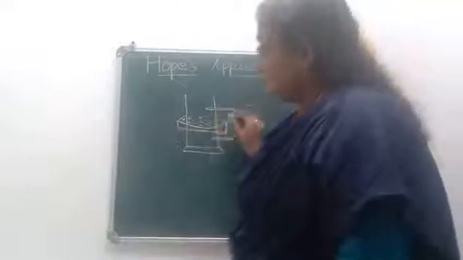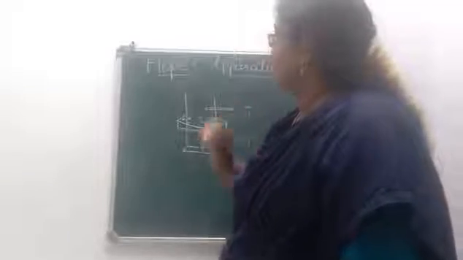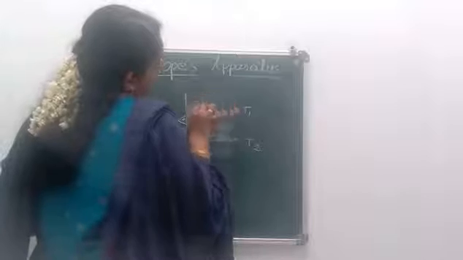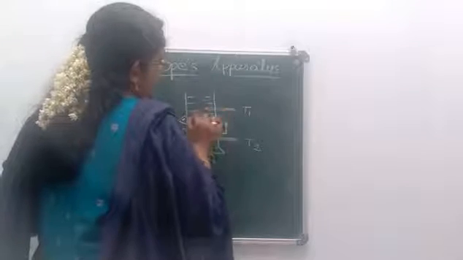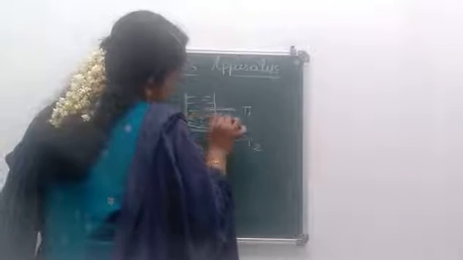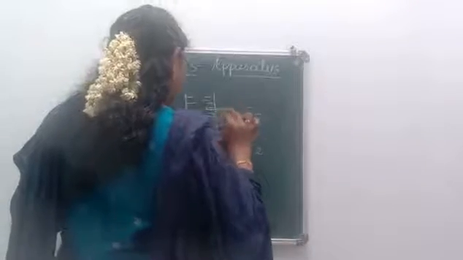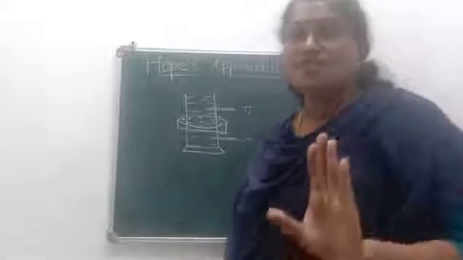So this trough will be filled with the freezing mixture, and the cylinder will be filled with the water. Water is taken in the cylinder, and we will be having freezing mixture in the trough. So this is our arrangement.